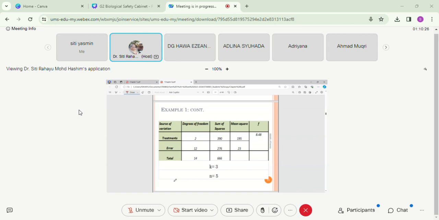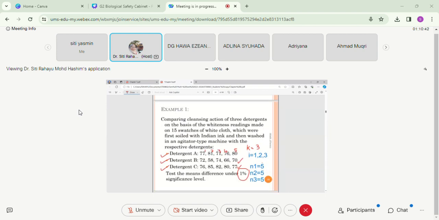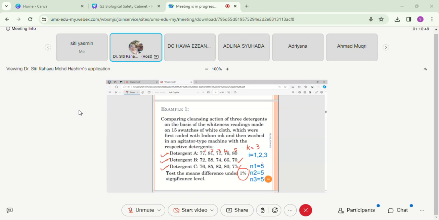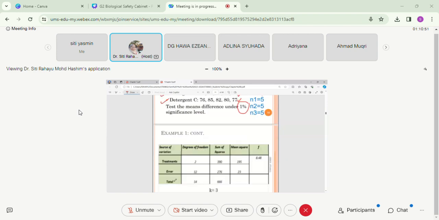I think you learned already in your environmental statistics, kan? Ya, yang belajar kan? Saya tak tahu yang ajar sama dengan male ataupun perempuan. Okay, maybe they use slightly different formula. In this case, I want to use the sum square formula, because it is more accurate compared to the other formula.